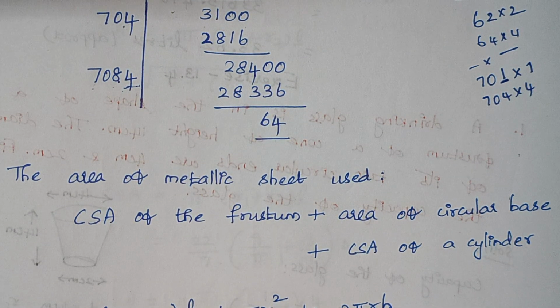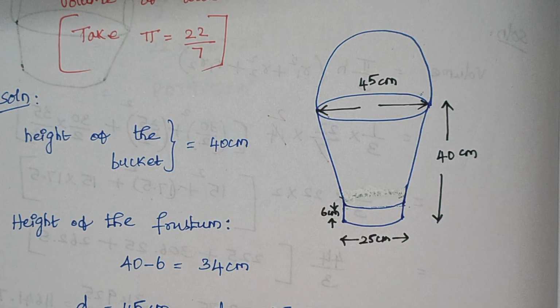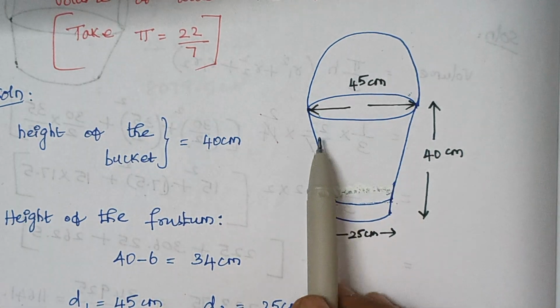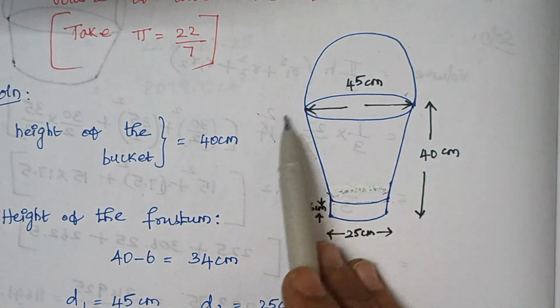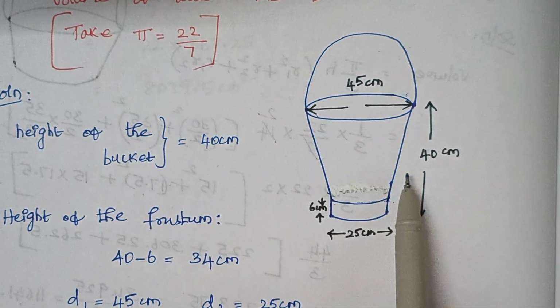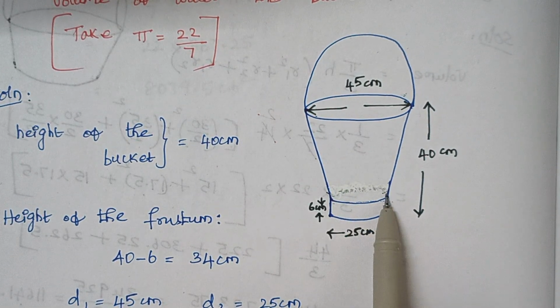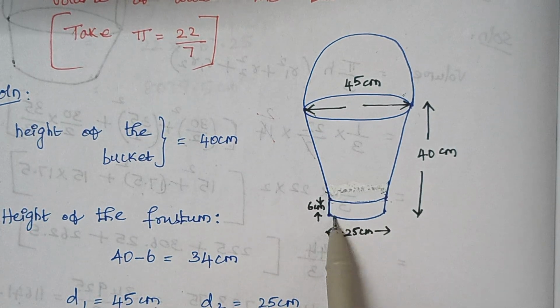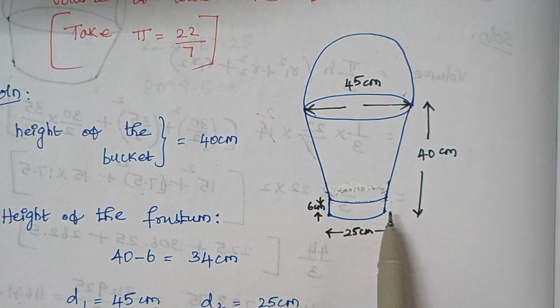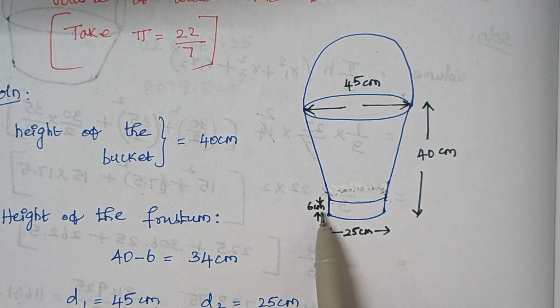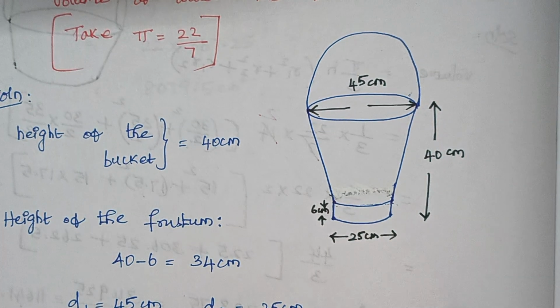So here again when you look back at the diagram, we have to find the area of the metallic sheet used. Obviously, just imagine a bucket. Where will we be using our sheets? Here you see this entire curved surface area of the frustum will be covered by the sheet. Then the base area will be covered by the sheet. Then at the bottom part, this is a small cylinder, and again the curved surface area of the cylinder will be covered by the sheet.